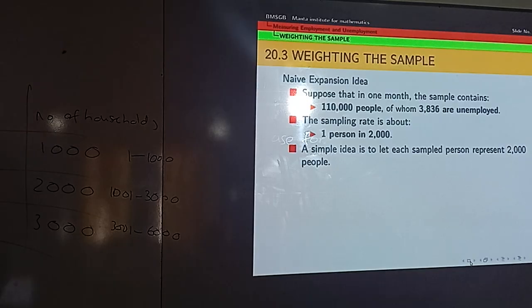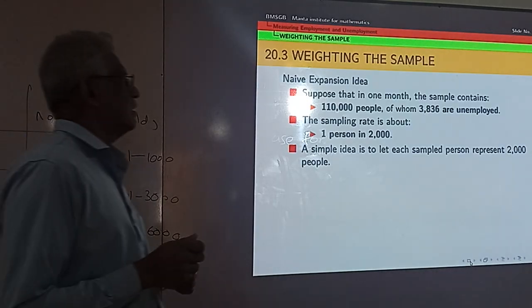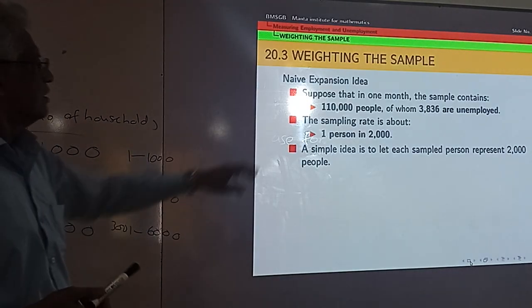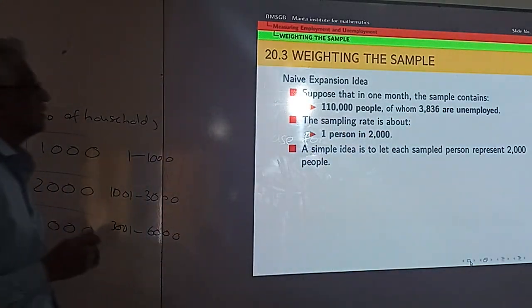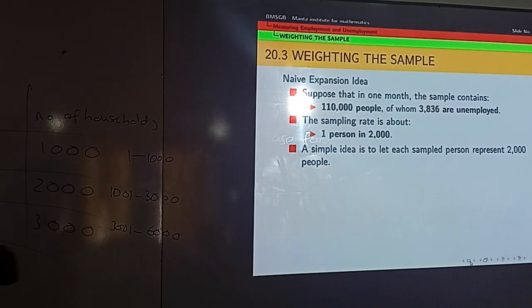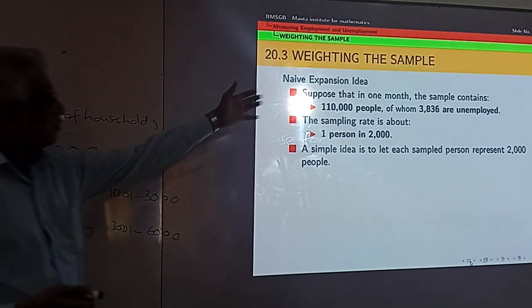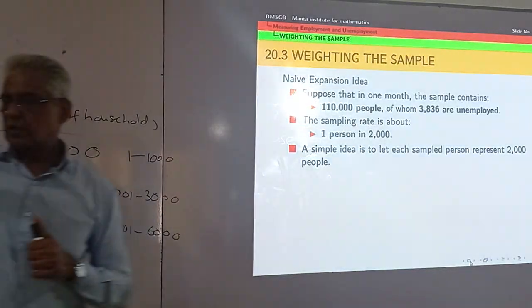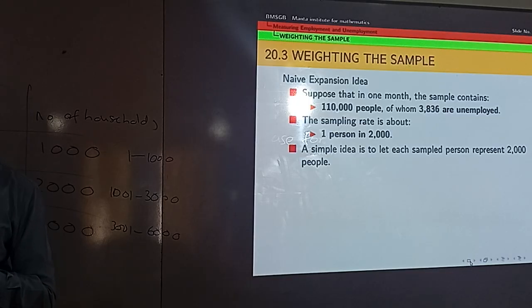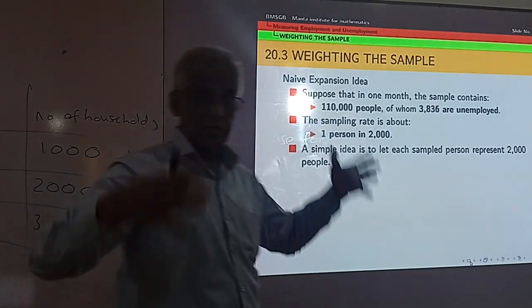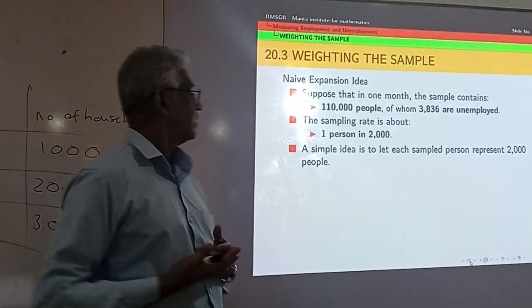For example, suppose that in 1 month sample contains this many people and suppose these many people are unemployed. Right? අපි population එකකින් මේ 2000කට 1% ගෙන් තමයි select කරන්න තියෙන්නේ කියලා we know the sampling rate. So using this information we can actually estimate how many unemployed people in the whole population, මේ sample එක representative එකක් වුණා නම් හරියට. Right?